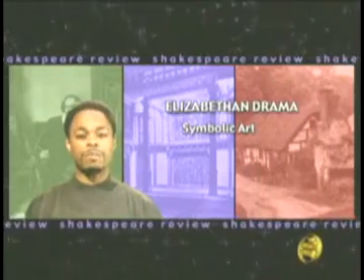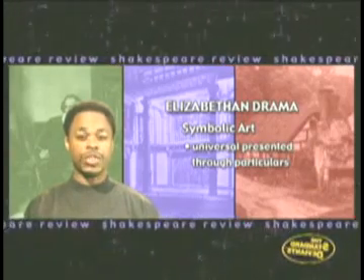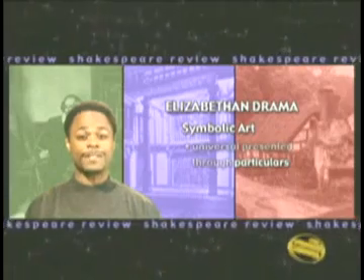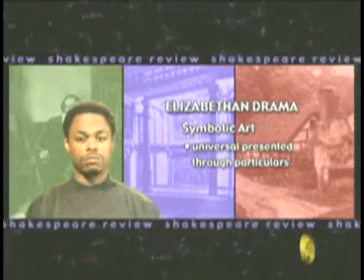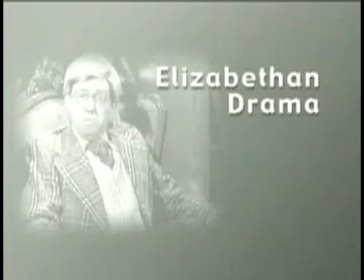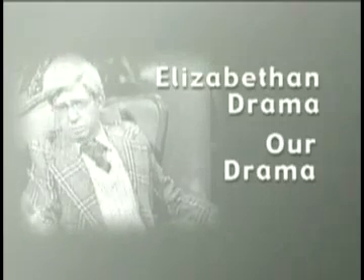Symbolic art was very popular during the Elizabethan era. Symbolism is when the universal is presented through the particular, meaning that we have particular characters in a play that represent different universals, like good, evil, truth, and justice, for instance. These are the differences between Elizabethan drama and our drama that you should keep in mind as you read Shakespearean tragedy.